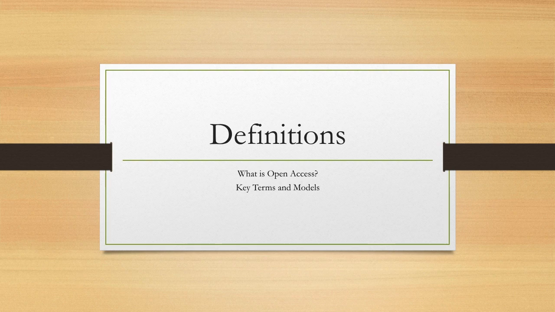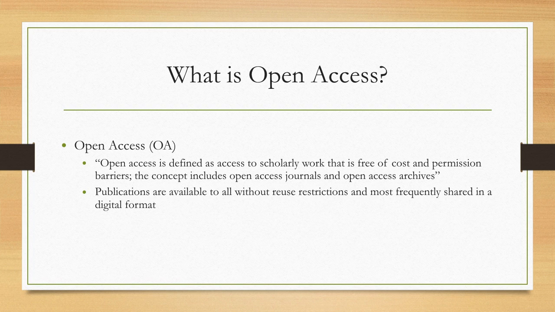Definitions. What is open access? Key terms and models. Let's get started by defining open access. Open access is access to scholarly work that is free of cost and permission barriers. The concept includes open access journals and open access archives. Furthermore, publications are available to all without reuse restrictions and most frequently shared in a digital format.